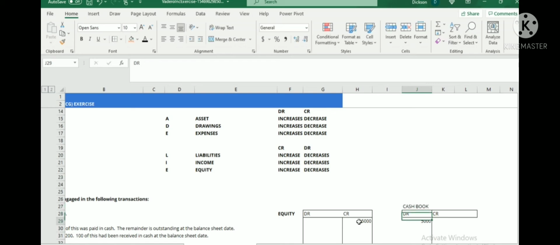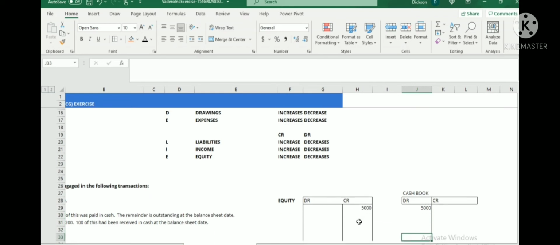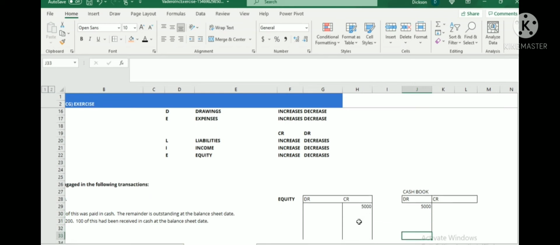Why are we debiting with 5,000? We know that cash is an asset and the value of cash is increasing, and already we know that according to the double entry principles, increases in assets should be what? Should be debited. That is why we are debiting the cash account, and we are crediting the liability account, which is a special liability account, the equity account, because we have received money and the money does not belong to us or to the business. The money which has been received is owed to the owner of the business. That is why we have credited the equity account.